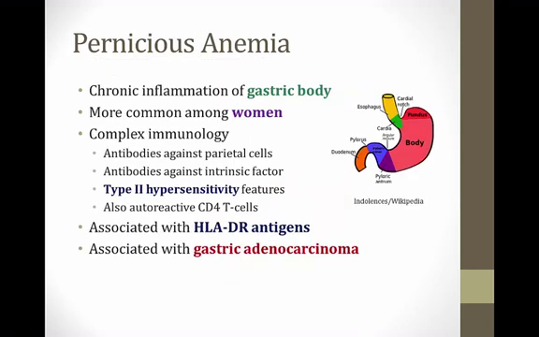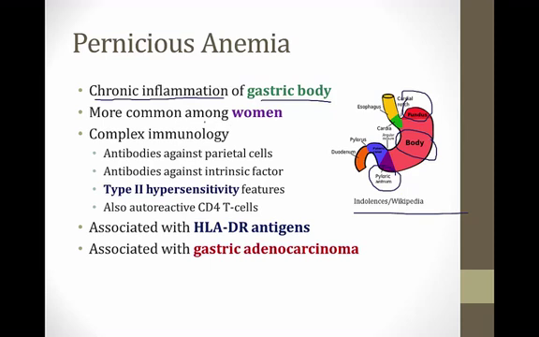So let's talk about pernicious anemia in a little more detail. This is an autoimmune disease that leads to chronic inflammation of the gastric body. This is a picture of the stomach here. This is the pylorus and the antrum, and this is the fundus, and this is the body of the stomach where the inflammation occurs in pernicious anemia.